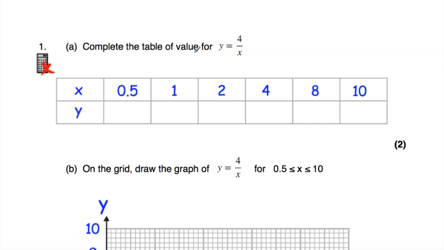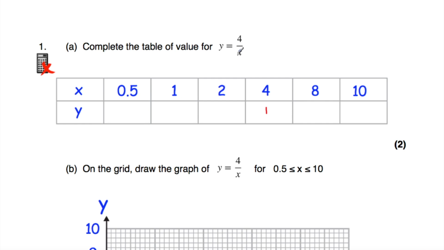Okay, question number 1. Question number 1a says complete the table of values for y equals 4 over x. So we've got our x and y table, and we've got x values of 0.5, 1, 2, 4, 8, and 10. That's a non-calculator question, so we're going to need to be able to work these out without using a calculator. To find the y value, we need to divide 4 by the x value. So for instance, if x is equal to 4 here, 4 divided by 4 is equal to 1. So that means that y will be equal to 1.